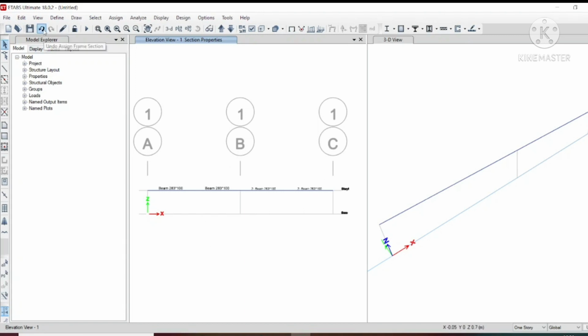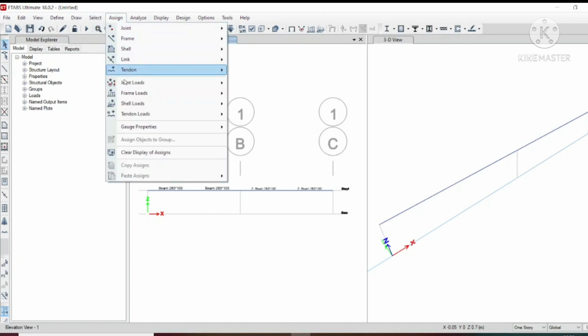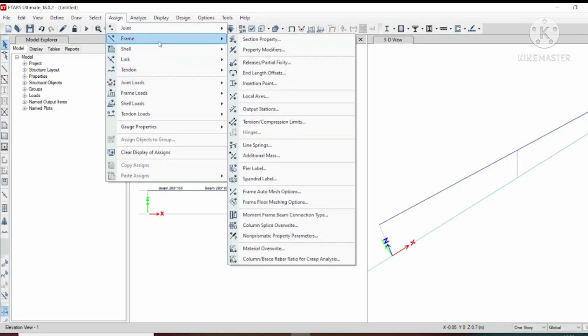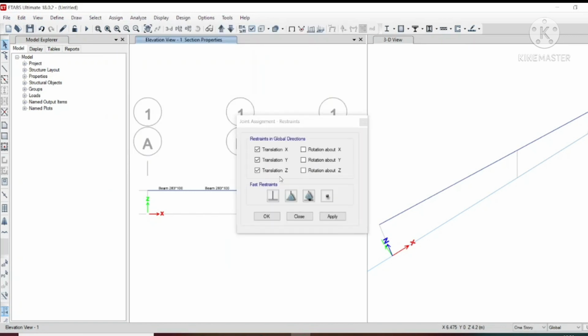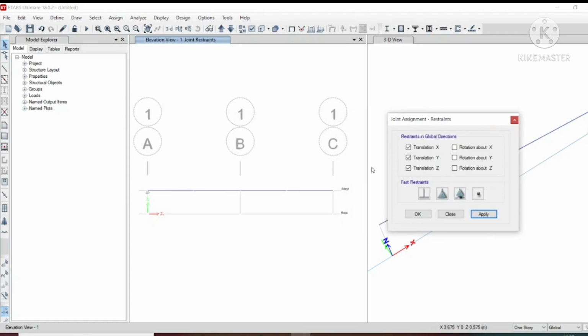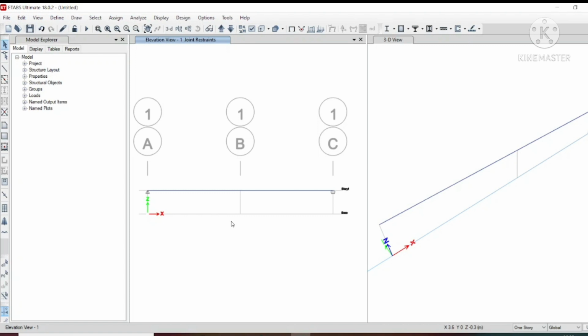So let us assign the support here. One end will be hinged, and the other end will be roller. Yes, we have applied our material properties.